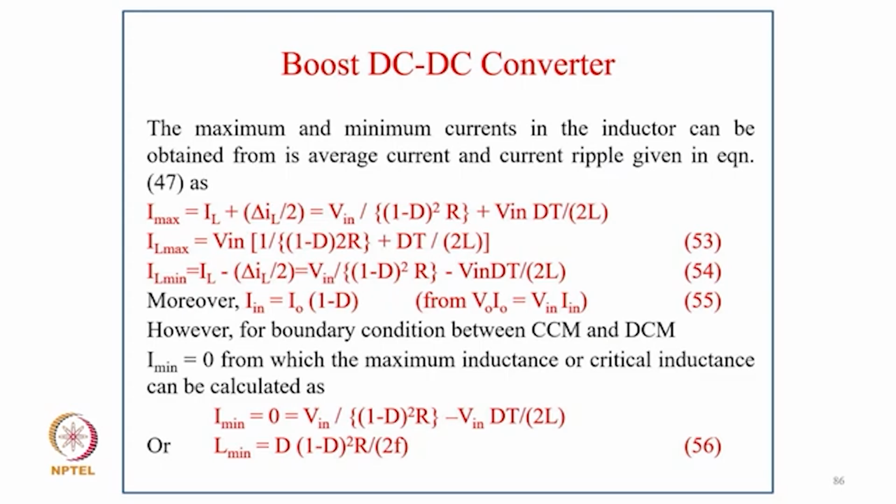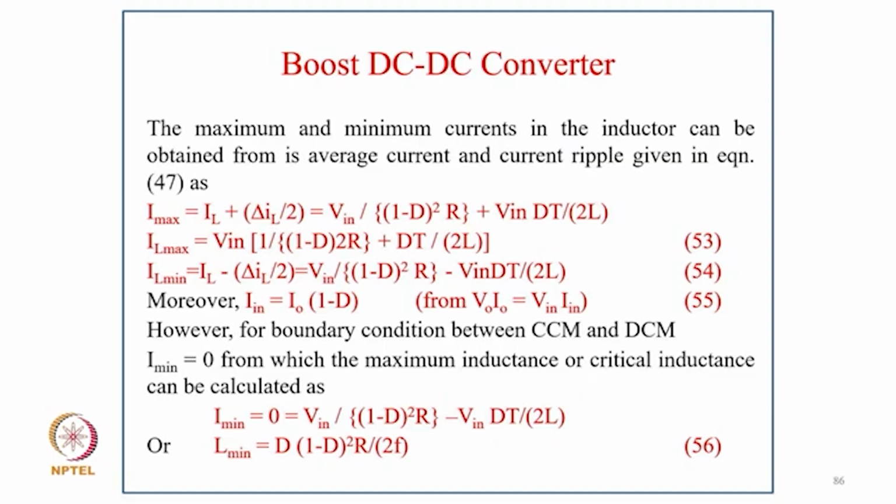So the maximum and minimum current in the inductor can be obtained from the average current and current ripple. So Imax equal to IL plus delta IL by 2, or equal to Vin upon (1 minus D) square R plus Vin DT by 2L, or Imin is IL minus delta IL by 2, that is Vin upon (1 minus D) square into R minus Vin DT by 2L. Moreover, Iin equal to IO into (1 minus D), from which VO IO equal to Vin Iin.